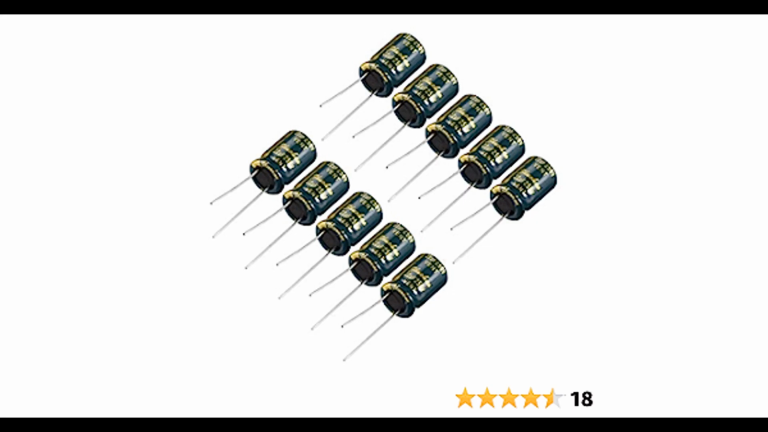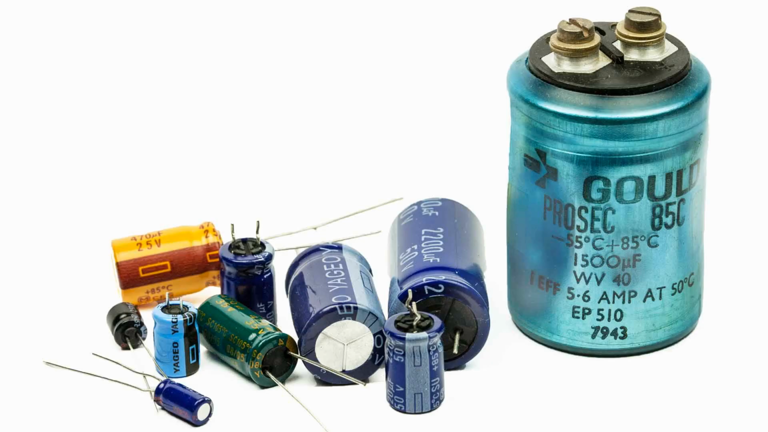Size. Aluminum electrolytic capacitors. Aluminum capacitors tend to be larger in physical size compared to tantalum capacitors. They are available in radial and axial lead packages and are commonly used in through-hole mounting on circuit boards. Tantalum electrolytic capacitors. Tantalum capacitors are known for their compact size and low profile. They are available in surface mount technology, SMT, packages, making them suitable for smaller and more space-constrained electronic designs.